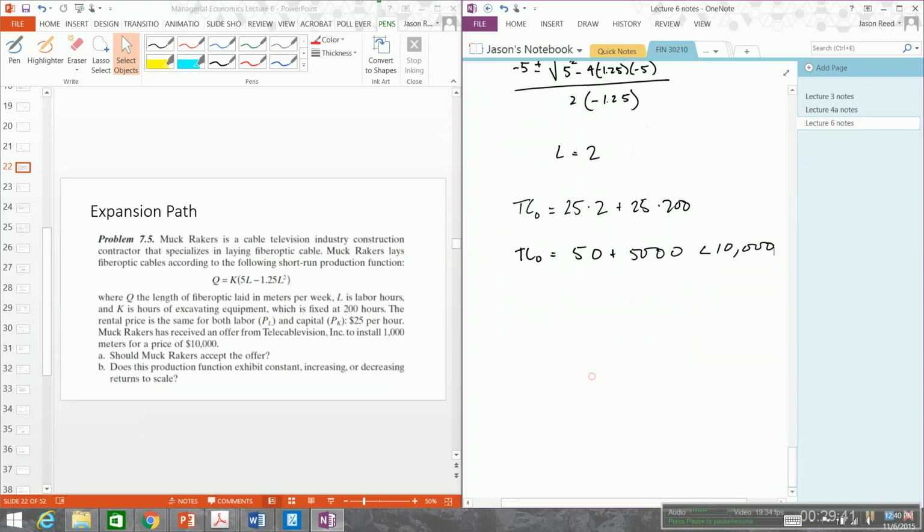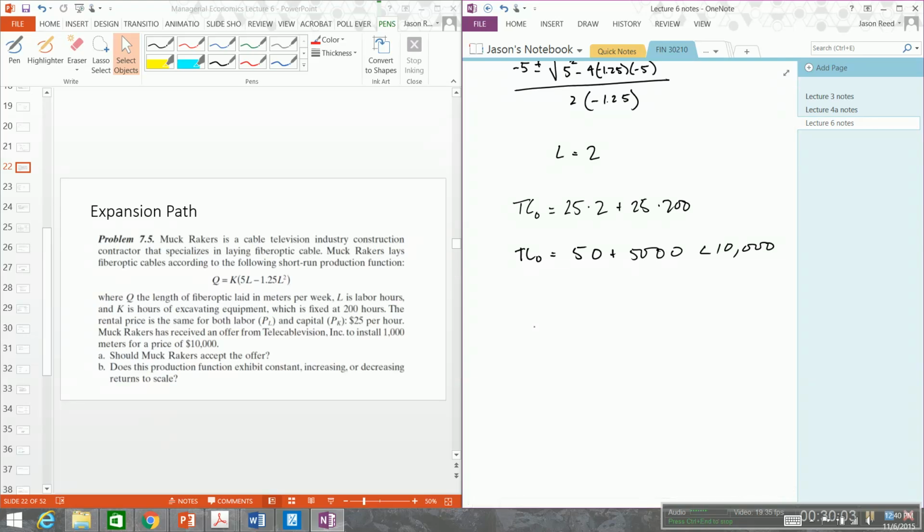So we should indeed take this offer, and it's a good one, right? Because we're essentially making a lot of money on this. So it cost us $5,050, but we're getting $10,000.